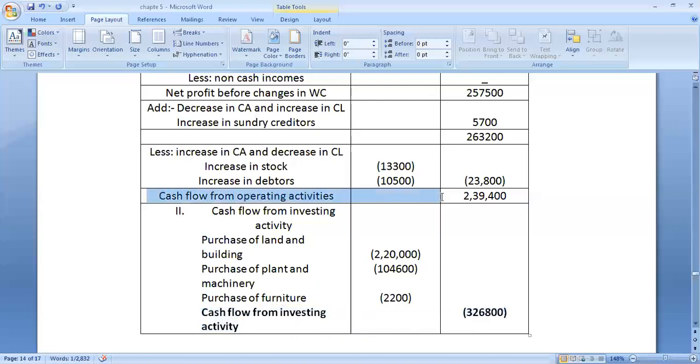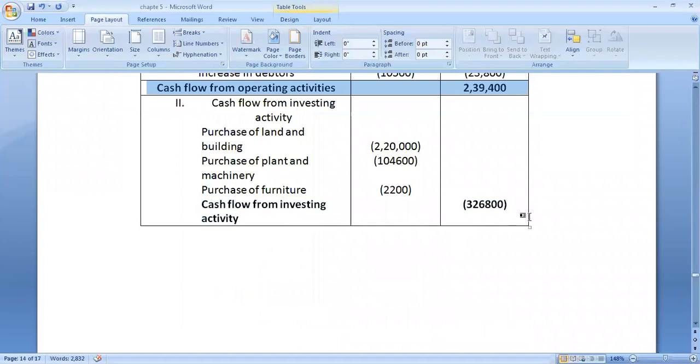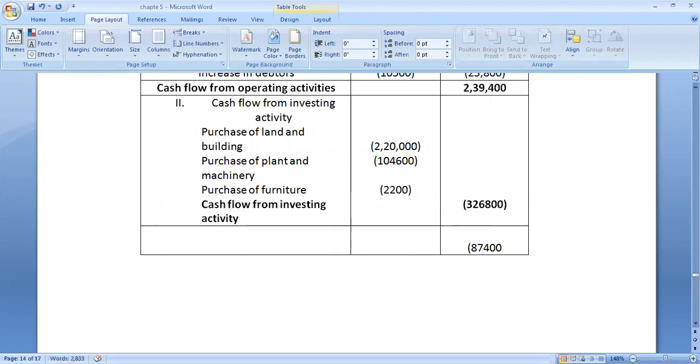So this is the cash flow from investing activity. This is cash flow from operating activity. Okay, so out of that, reduce it. So 2,39,400 minus 3,26,800 is the negative value which you got. So which is 87,400. So which you got the negative value.